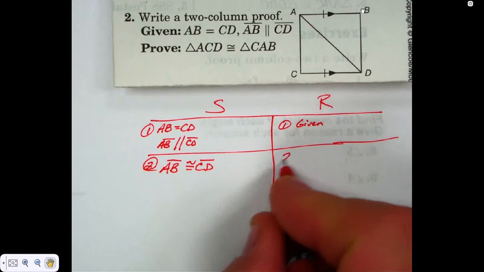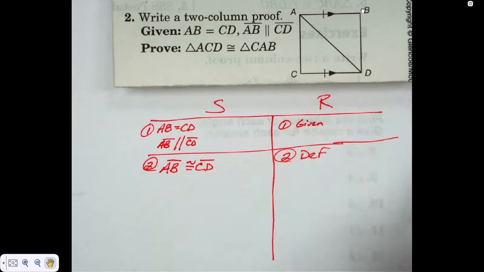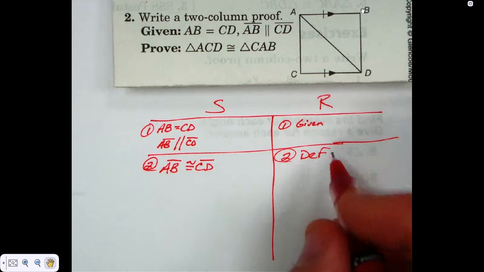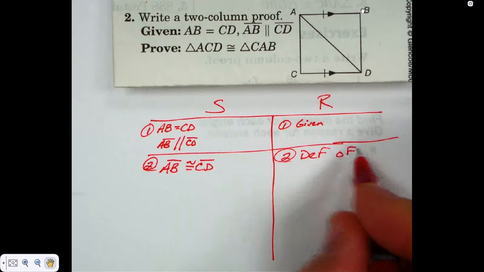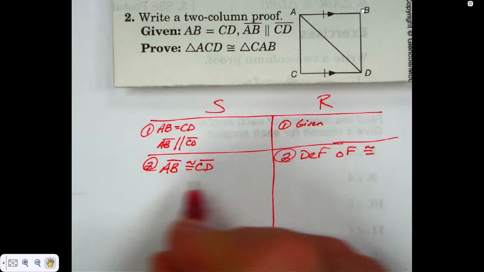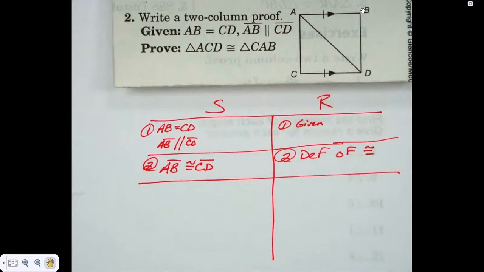Do you want us to write this down or just watch you? You can watch and then write it down. I'll freeze and you write it down after you're done. Definition of congruency. Okay? Is everybody okay there?